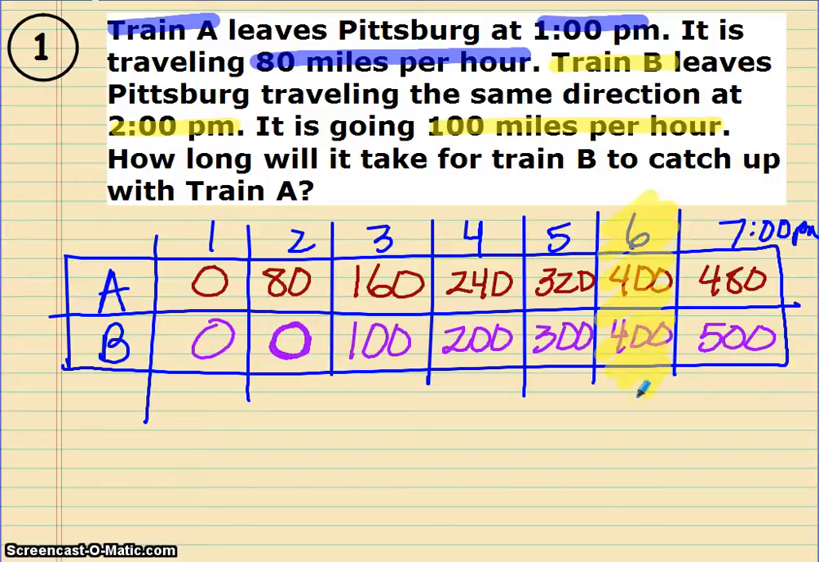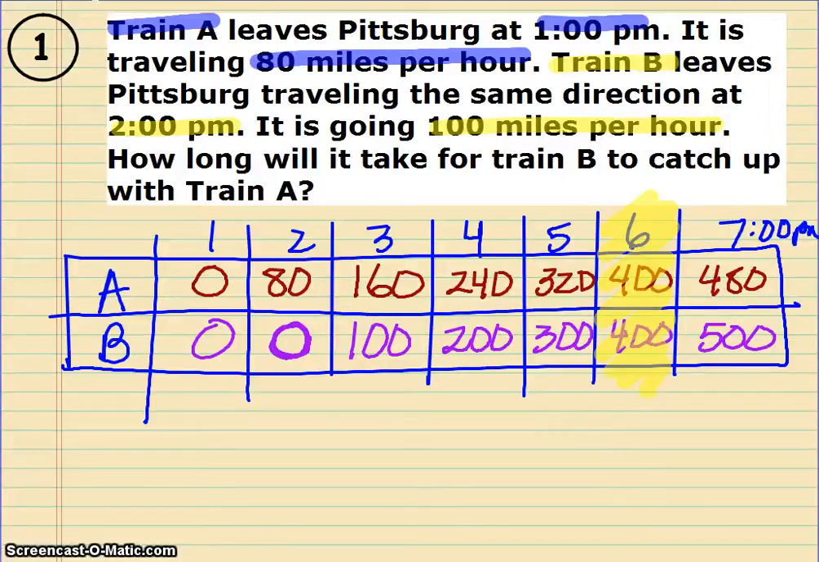Now, here's the hard part of this problem. Is this chart hard? Is it even kind of hard? No, as long as you can count by 80, or really by 8, and put the zeros on the end, right? And count by 100, you're fine, yes? So, here's the hard part. Answering the question.